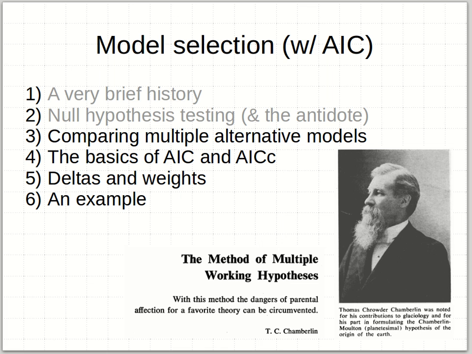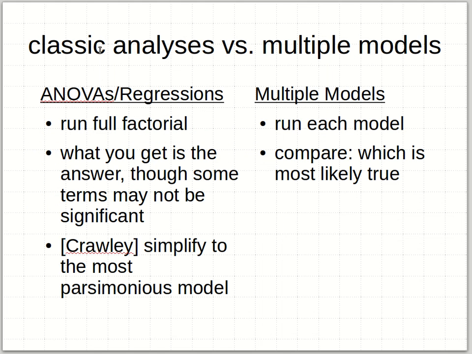Okay. So if we are comparing multiple alternative models, it would be useful to understand when you might do that versus when you might think about analyses of variance or regressions, the way we've been analyzing data already so far. Okay. So the classical analyses of ANOVAs and regressions might be compared to those of multiple models. And you know what these are doing already.